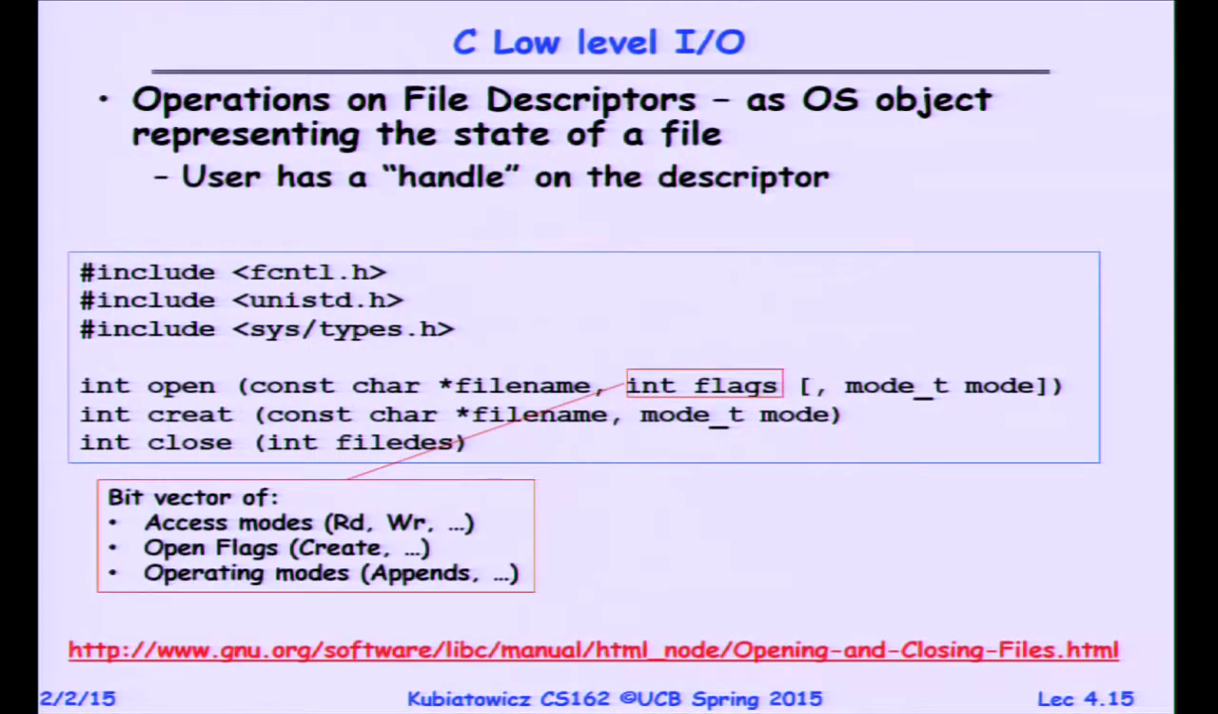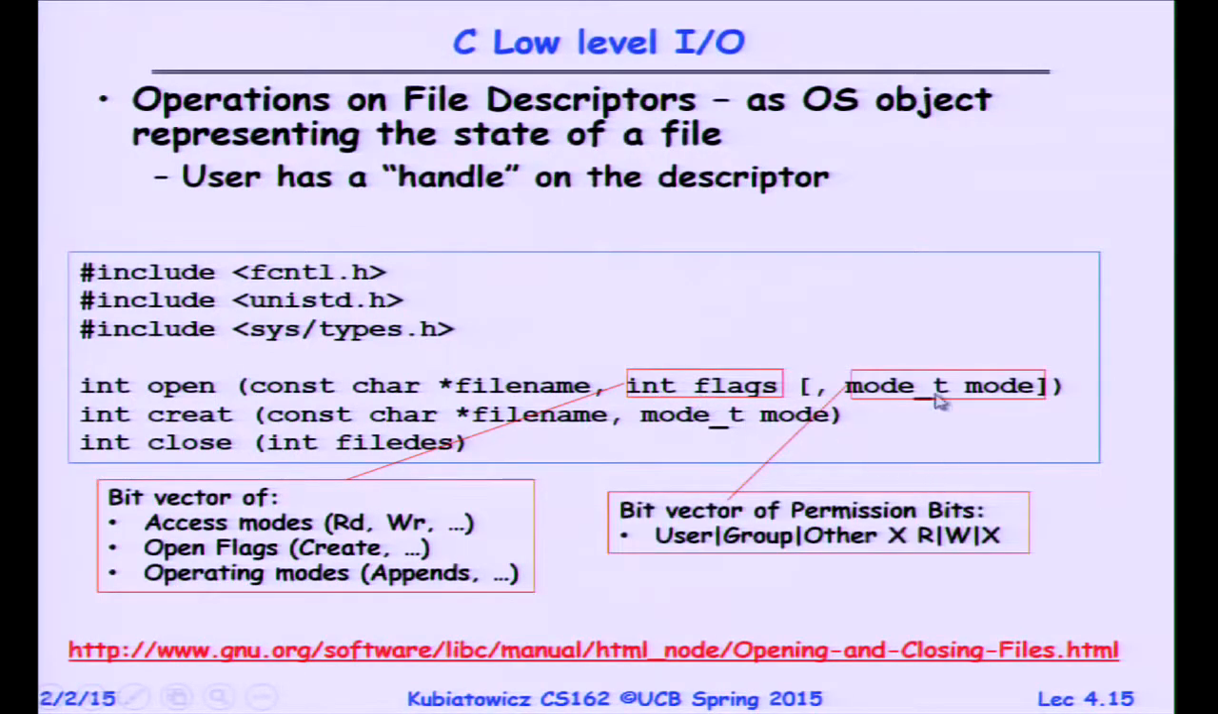Okay? And so among other things, for instance, when you open a file, you have to put in a bit vector of what access modes you want, flags, and so on. But notice this is an integer. So this is not a string. This is a bunch of ORed together flags. And then also, there's a bit vector of what your permissions are that you want for creating these files. Okay?